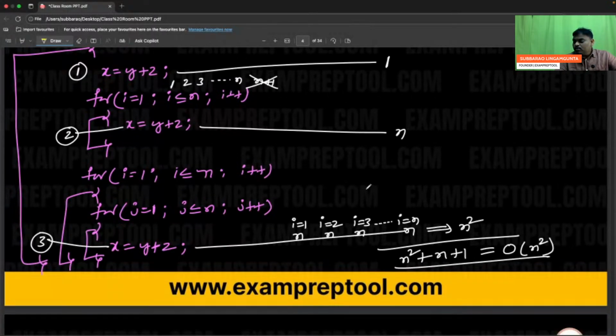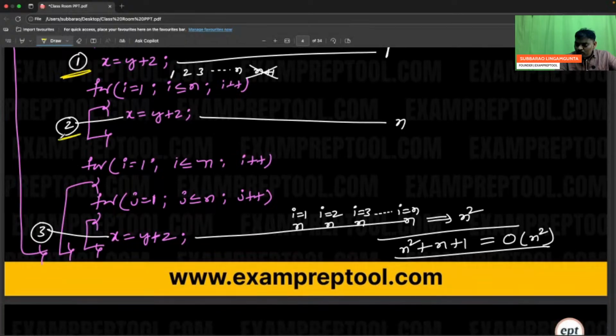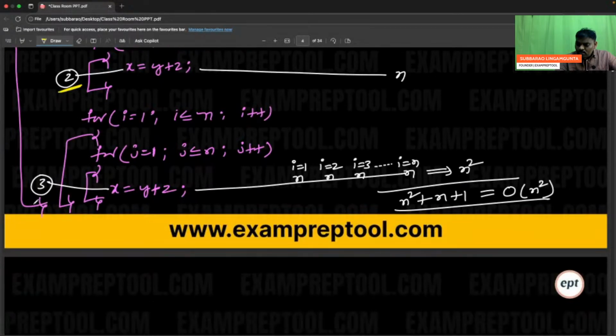Let's go to example 4. Time complexity means loops only. Is the first statement a loop? No, ignore. Is the second statement a loop? Yes. Is the third statement a loop? Yes. The second is a loop and the third is also a loop, but the second loop is only n times, while the third loop is n square times. So remember, time complexity means loops only. If more loops are there, take the bigger loop. If at all more loops are there, time complexity is the bigger loop.